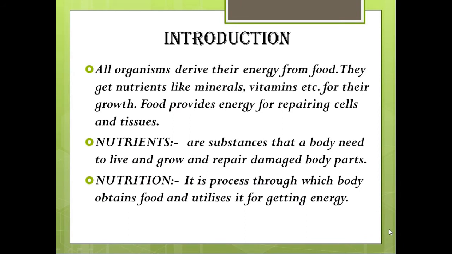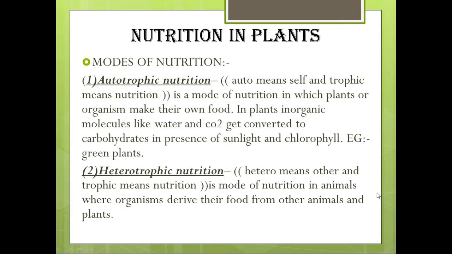In the introduction, we will discuss organisms. All organisms derive their energy from food. Each and every living thing needs food to get energy, and they get nutrition like minerals and vitamins for their growth from the food. Food is the basic thing for life, and food helps in repairing the cells. Now, nutrition is a process through which the body obtains food and utilizes it for getting energy, and nutrients are the substances that our body needs to live and grow.